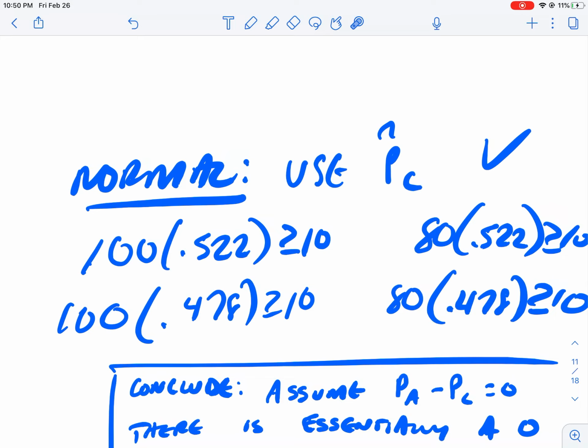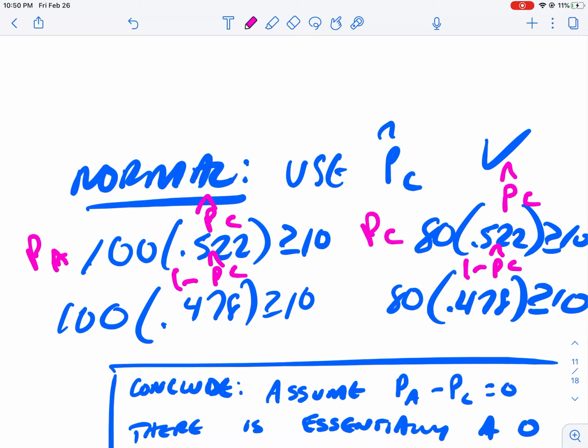Checking for normal, this is our large counts condition. I still have to check both the adults and the children, but I'm going to be using the pooled data. So p hat sub C is my proportion. Here's my p hat sub C right here, and this is 1 minus p hat sub C. And also for the children, let me label that: P sub A, P sub C. This is my p hat sub C, and this is 1 minus p hat sub C. All of those are greater than 10. We're dealing with really, really big numbers here. All of those are greater than 10, which means it's normal.